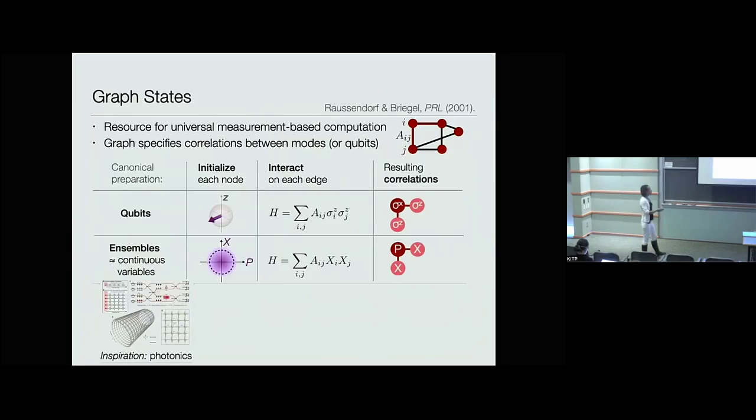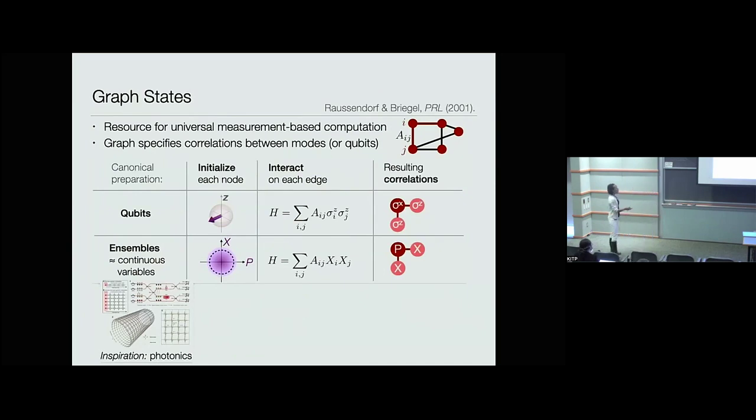Quite generally, though, just to be a little bit more explicit about what I mean when I draw a graph, if you have a quantum information background, you might be most used to thinking about this in the context of qubits. These are also called cluster states, and they're the states you would get if you had a qubit on each node of a graph in a superposition of spin up and spin down, and you had Ising interactions on all the edges for a fixed time. And that would give you correlations between sigma x and sigma z on neighboring sites.